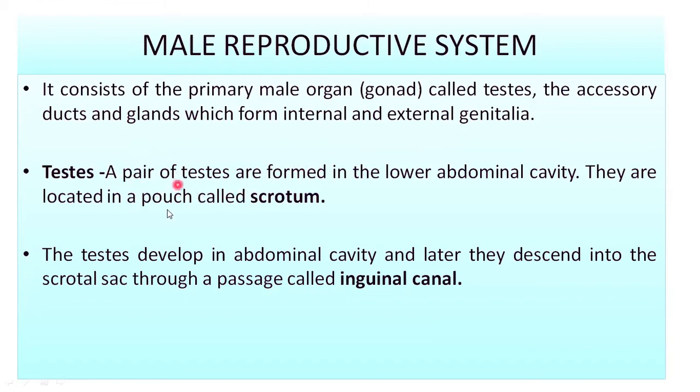Now, how are the testes? What is the position of the testes? A pair of testes is formed in the lower abdominal cavity, the lower side. They are located in a pouch known as the scrotum. The testes develop in the abdominal cavity first. Later they descend into the scrotal sac in the scrotum through the passage known as the inguinal canal.